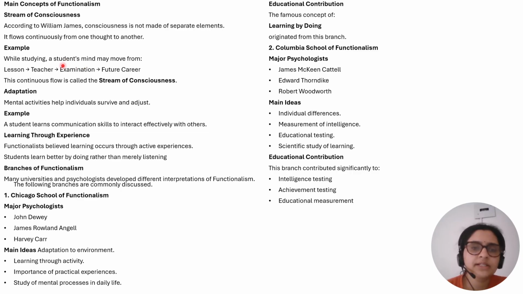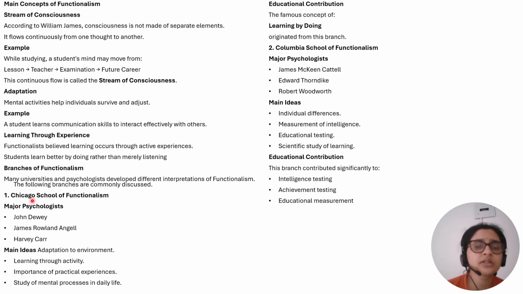Example, while studying, the student's mind may move from lesson, teacher, examination, to future career. So all these are linked to one another and all these are continuous. It is a stream of consciousness. Adaptations: mental activity will help individuals to survive and adjust in the society. Then learning through experiences.